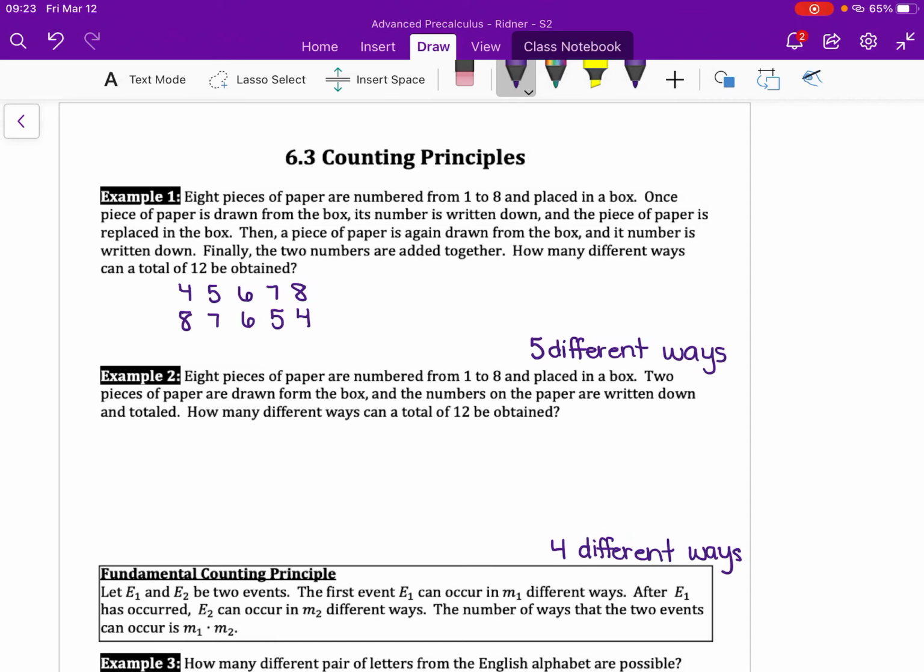All right, 6.3 counting principles. I want to make this as short as I can, but I also kind of love this stuff and want to show you all of the examples. So I'm going to try to be as quick as I can.